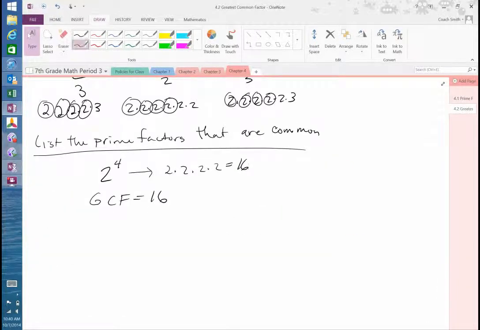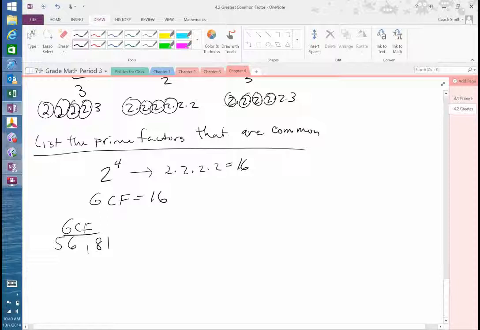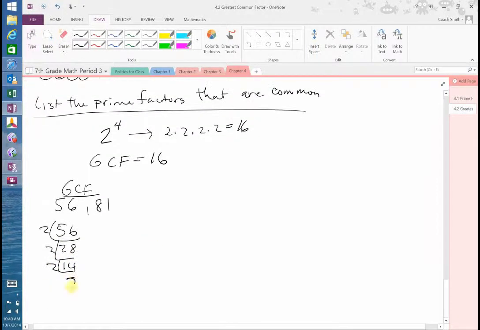Okay, let's say we have this one. The GCF of 56 and 81. Okay, well, if we prime factor these, that's 2, 28, 2, 14, 2, 7. Prime factor 81. Can we use 2? No, have to use 3. 27, 3, 9, 3, 3. So 2 times 2 times 2 times 7. 3 times 3 times 3 times 3.